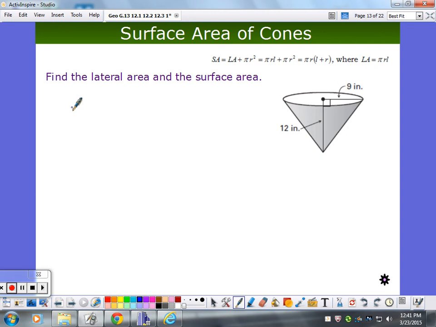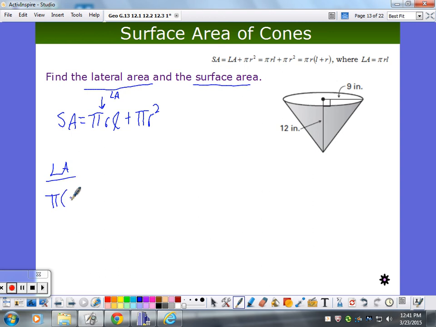So if we want to do an example, and we do, it's going to be this guy. So surface area is pi r l plus pi r squared. And I'm going with this one because it said find the lateral area and find the surface area. This is the lateral area. So lateral area, pi times what's r? 9. What's l? 12. No, that's the height. Lateral area is the slant height.